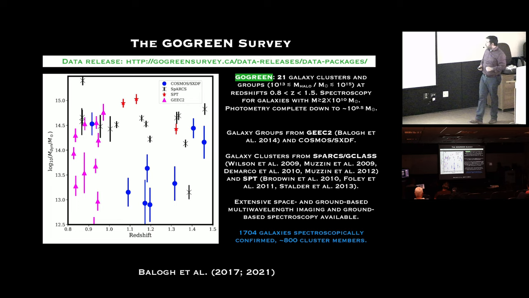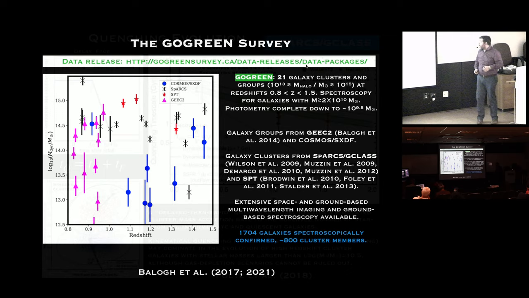Those are the publications, if you want to go and check for yourself. There is extensive space- and ground-based multi-wavelength imaging, and ground-based spectroscopy available for all these clusters. In total, they have more than 1,700 galaxies spectroscopically confirmed, and about 800 cluster members have been identified. So it's been very successful, and you can go to the website up here, go to the data release, extract catalogs, and do science with them.